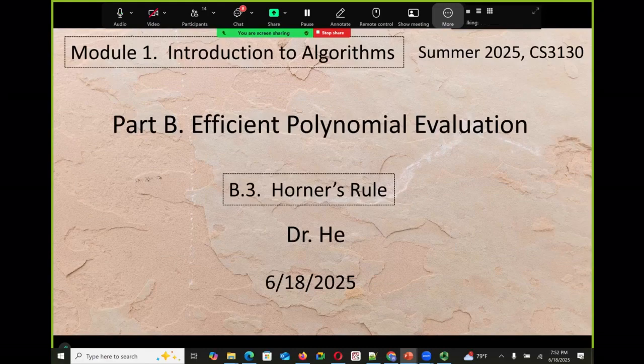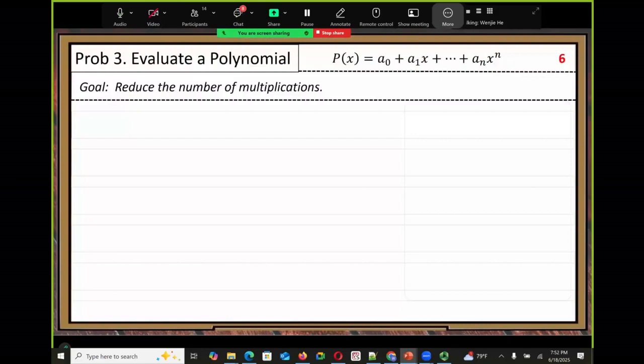Horner's rule is a well-known, smart way to calculate the polynomial. So we can see we can reduce the number of multiplications significantly. The strategy: now our focus is on the multiplication reduction. But the question is, how do you reduce the number of multiplications?